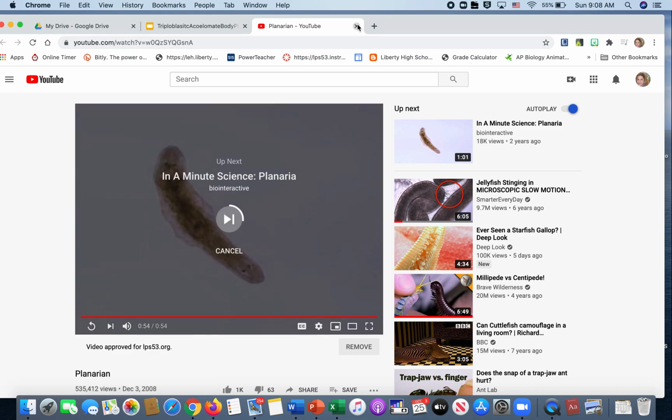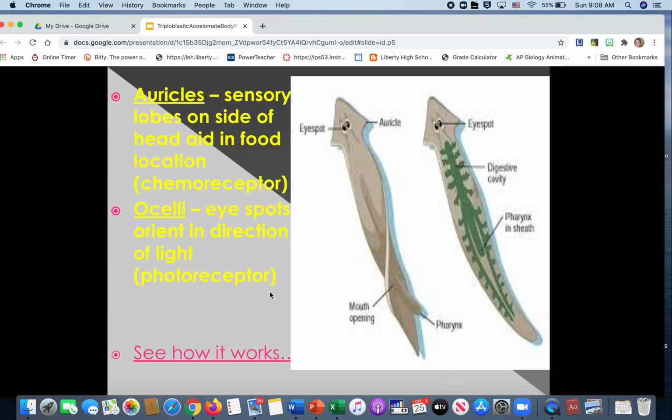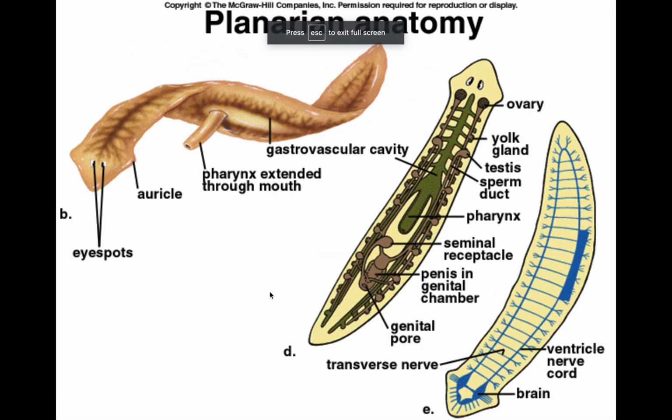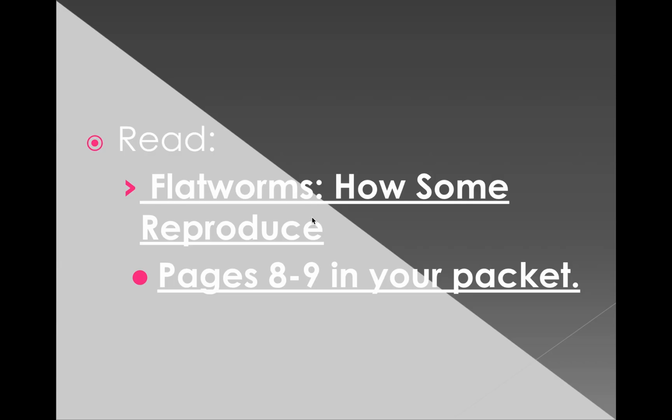Okay. So that just kind of gives you a real life look at what's going on there with our planarian. Again, just to kind of sum up, here's that nice little picture that I keep referring back to. You can see the eye spots and the auricles, and then there's that pharynx, all right?